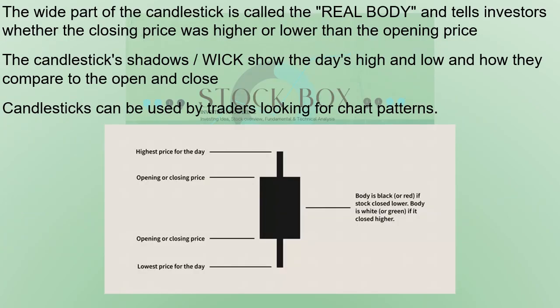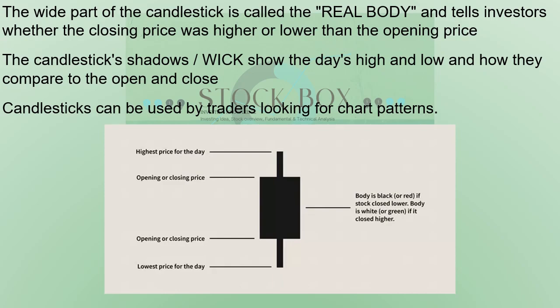The diagram below shows the wide part of the candlestick, which is called the real body, and tells investors whether the closing price was higher or lower than the previous price. The candlestick's shadow, or in other words wick, shows the day's high and low and how they compare to the opening and close of a price.